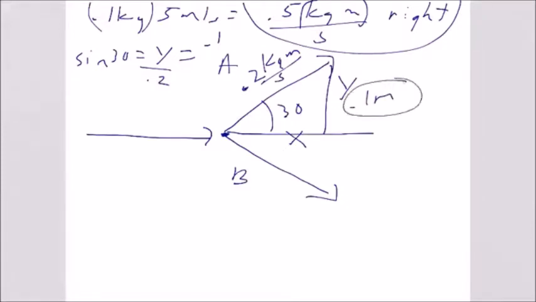All right. Then we do the same thing with our horizontal component. We use cosine for that. Adjacent over hypotenuse is cosine. So we'll say the cosine of 30 times 0.2, and that gives us 0.173. This is 0.173. And that's going straight forward.